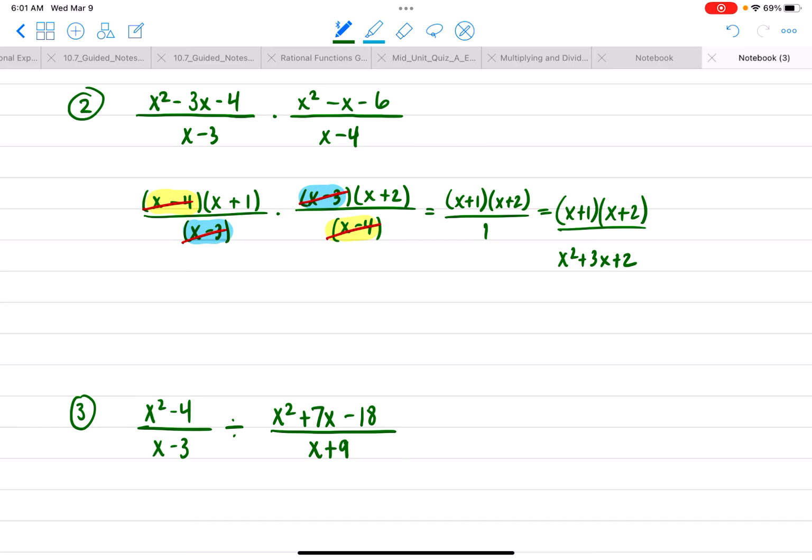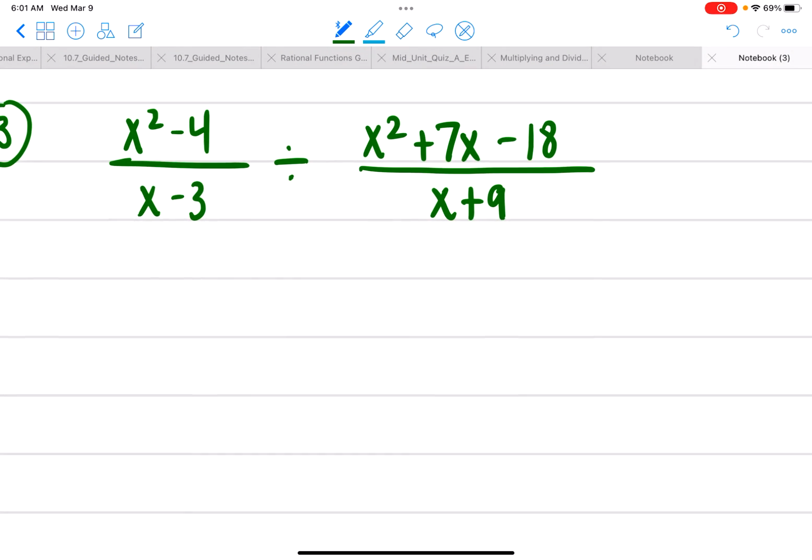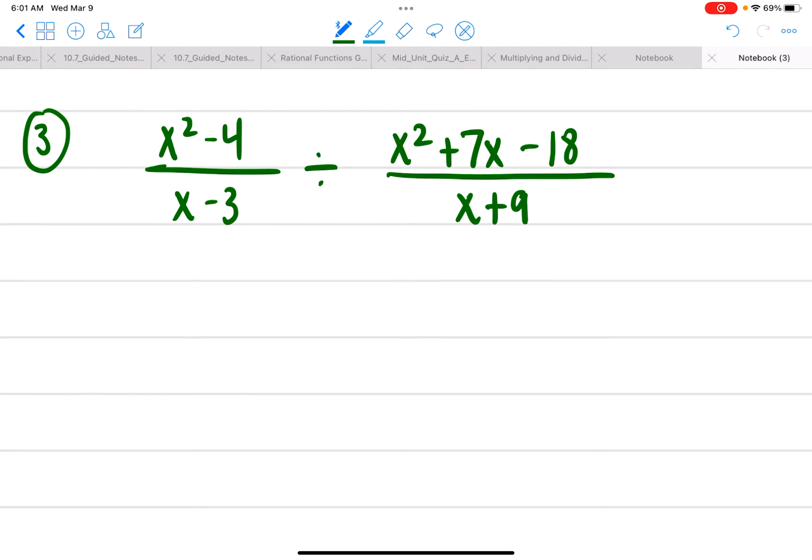Super simple. Dividing rational expressions is very similar. The logic here is that when you divide by a fraction, it's the same thing as multiplying by the reciprocal of that fraction. Okay? So what do I mean by that? What I mean is x squared minus 4 over x minus 3 divided by this fraction is the same thing as flipping this fraction and then multiplying by it.